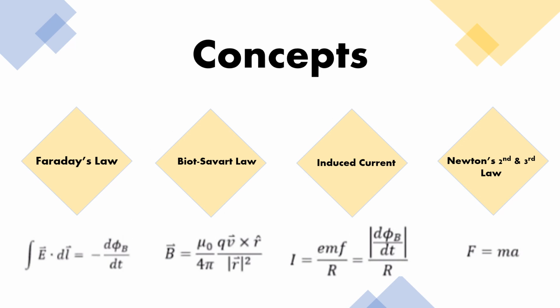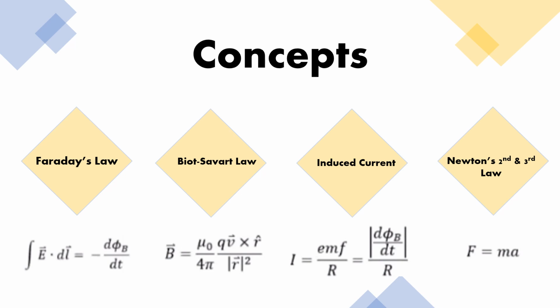So the physics principles we use in this lab are Faraday's law, which is the integral of the electric field times the length. We also use Biot-Savart's law, which gives us a way to calculate magnetic fields, and the formula for that is mu naught over 4 pi times q times v cross r hat over magnitude of r squared.